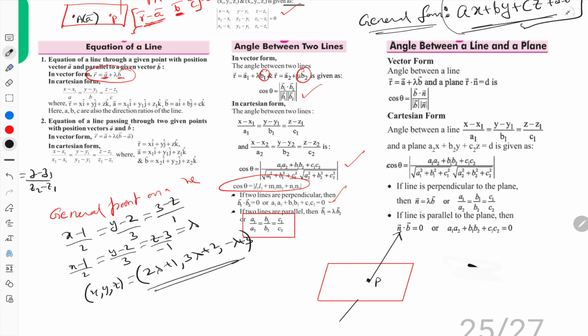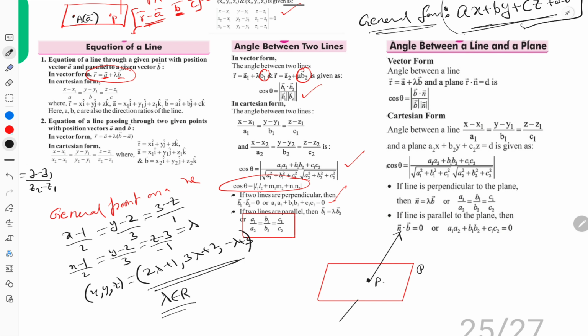Every point on the line will be of this form, but for different values of lambda you will get different points. So take a general point on the line and substitute it in the plane equation, and you will get the lambda value. Substitute that lambda value and you will get the coordinates of P.